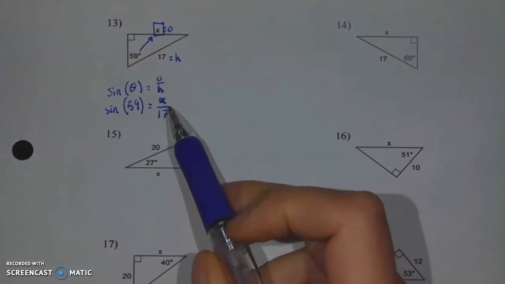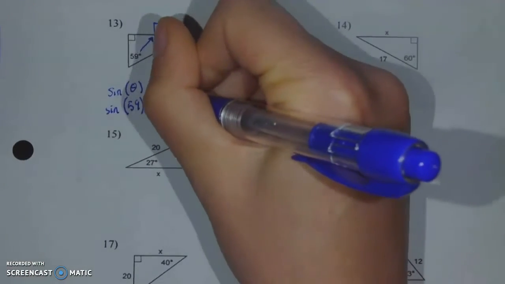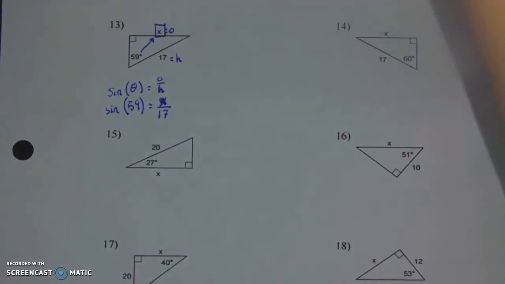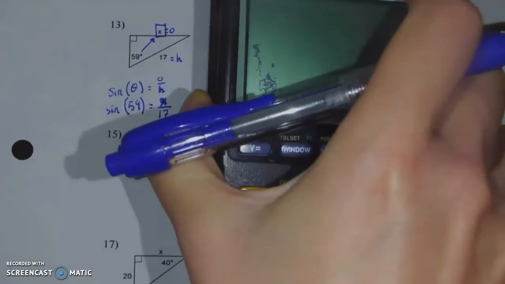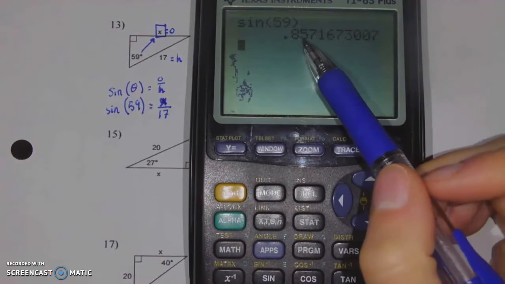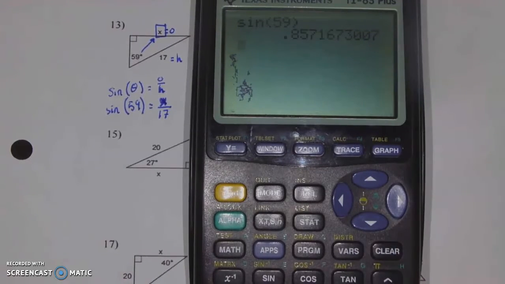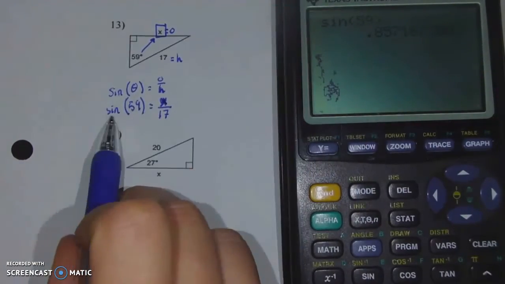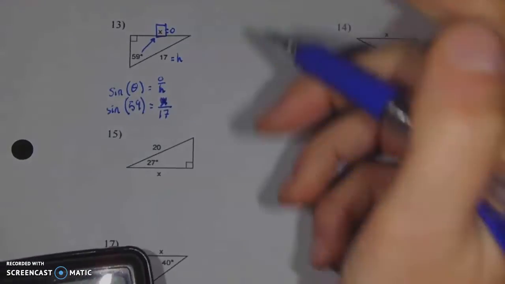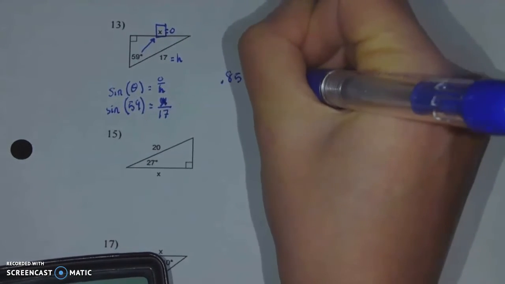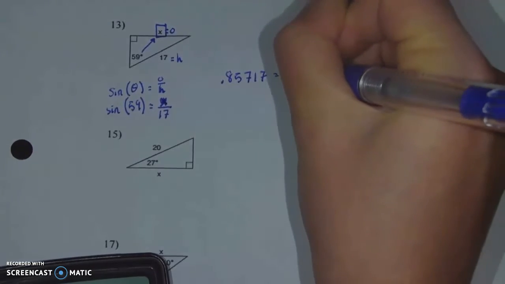Now I can actually solve because I only have one unknown variable. And this is where your calculator comes in handy. I can actually find the sine of 59. The sine of 59 is just a number. It's a proportion that is stored in your calculator. The sine of 59 is 0.85716, and so on and so forth. So all I need to do is replace the sine of 59 with that number and drop that into your formula.